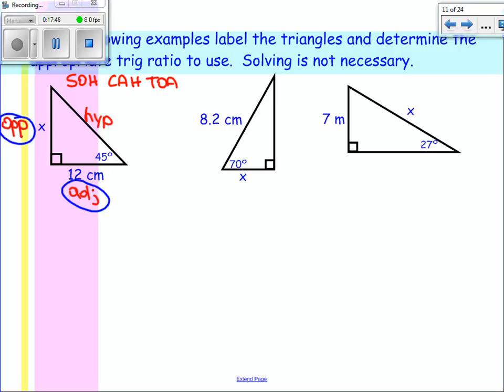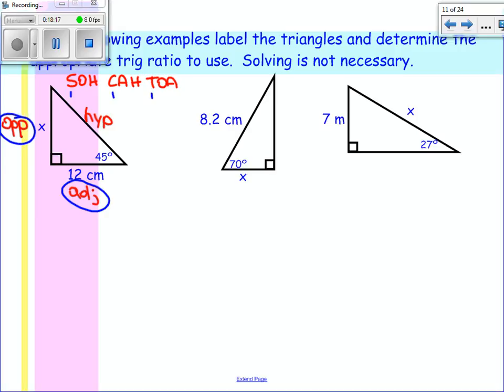So step one, label my triangle. Step two, I circle the sides that I have and the sides that I want. Step three is use SOH CAH TOA to figure out which one of these you want to use. I use SOH CAH TOA as a checklist. I always check the first letter in each. It's like that free space in bingo. You're always going to have those three checked off no matter what.